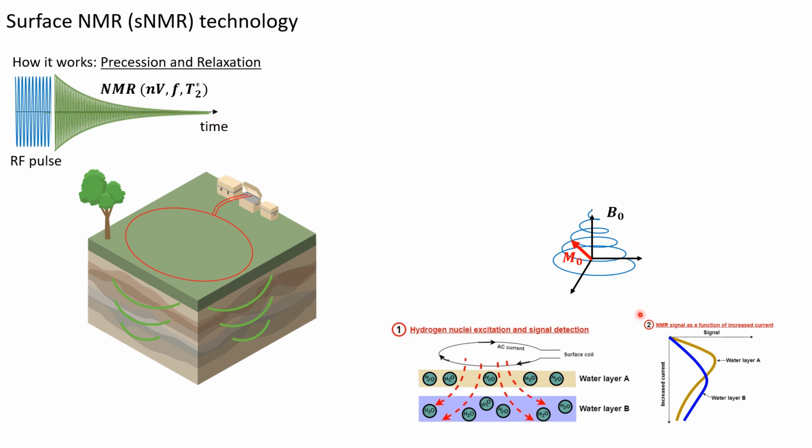So here on the right you can see that with smaller currents you can detect shallower water, but you will need a very large current in order to detect significantly deeper groundwater.